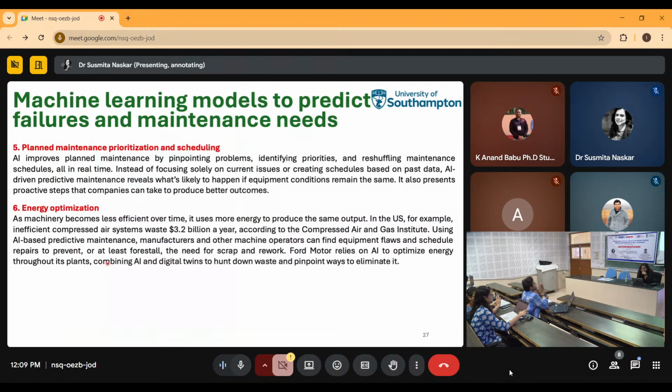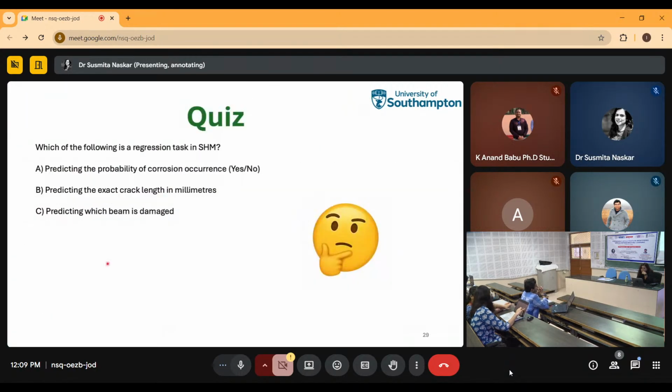Before we go towards the end, let's try to see some quizzes to understand where we stand. Which of the following is a regression task in structural health monitoring? Predicting the probability of corrosion occurrence, or predicting the exact crack length in millimeters, or predicting which beam is damaged? Which one? B?